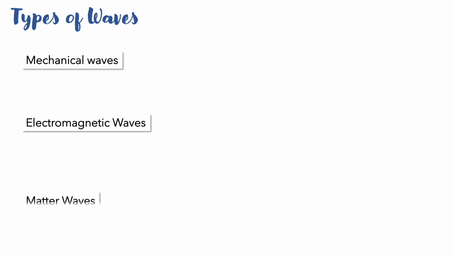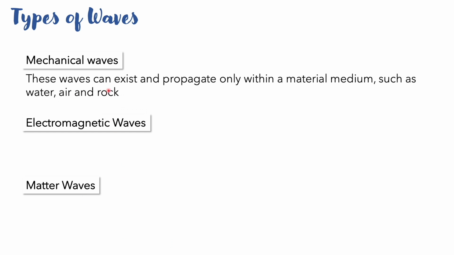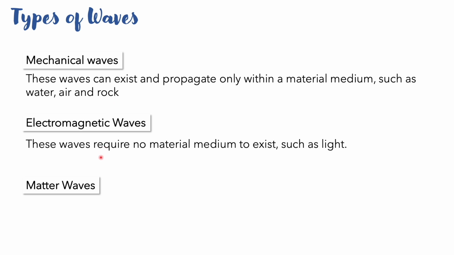There are three different types of waves, which are mechanical waves, electromagnetic waves and matter waves. Mechanical waves are those waves which can exist and propagate only within a material medium. The medium consists of material such as water, air and rock. These are material mediums.